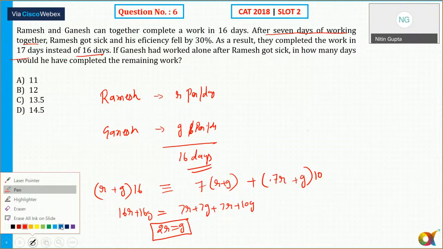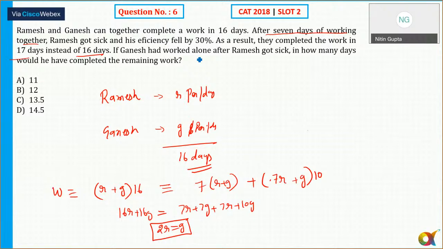Let's see. If Ganesh had worked alone after Ramesh got sick, in how many days would you have completed the work? So total work is now R plus G into 16. And Ganesh had worked alone after Ramesh got sick.